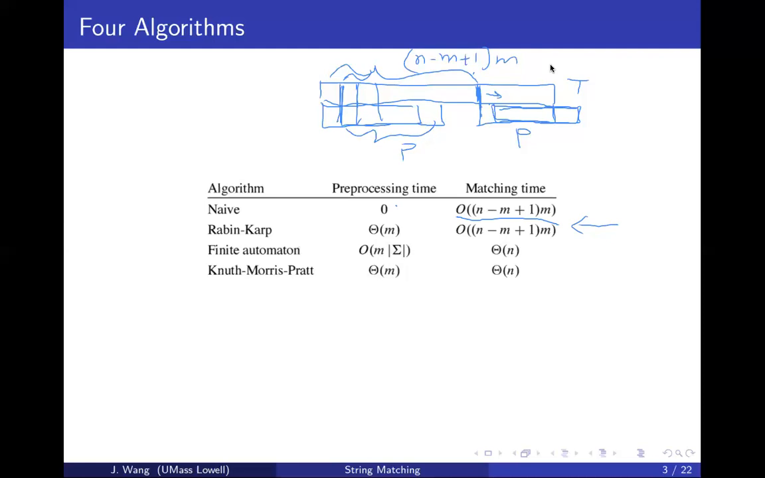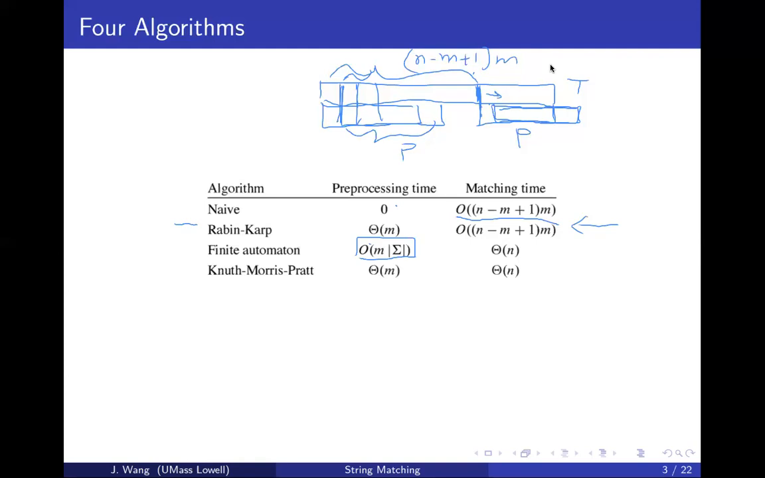So we're going to look at that, and then we're going to look at how we can use a finite automaton to do string matching, and that involves a construction of a finite automaton. So that's a pre-processing time, and the good thing about that is once you have an automaton, the matching time is linear in terms of n.